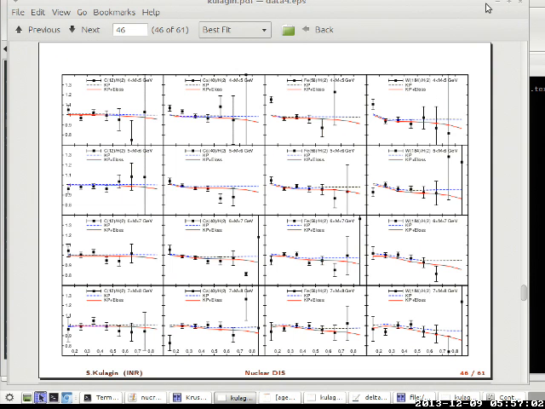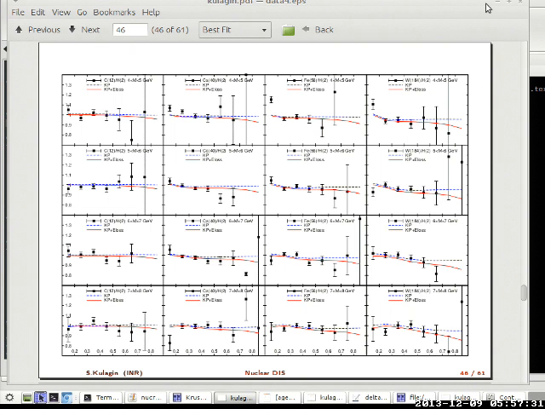This is the more detailed comparison of these ratios, split in terms of the Q-square bins. So the bins for the mass of the di-quark in the final state. So you may see that there is quite a good agreement here.